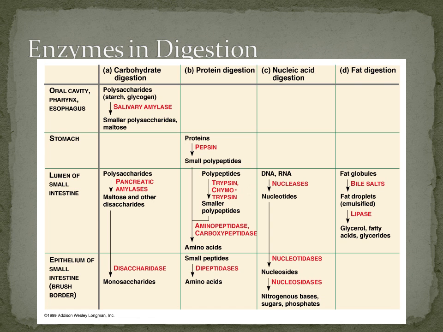This is straight from your book. There's not a whole lot here that you're going to need to know for the test, other than probably salivary amylase for digestion of carbohydrates, pepsin for digestion of proteins, and lipase for the digestion of fats.